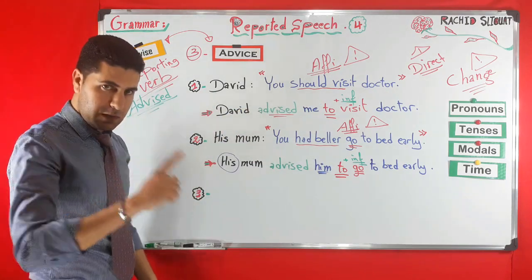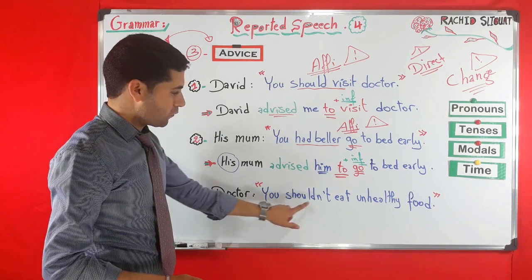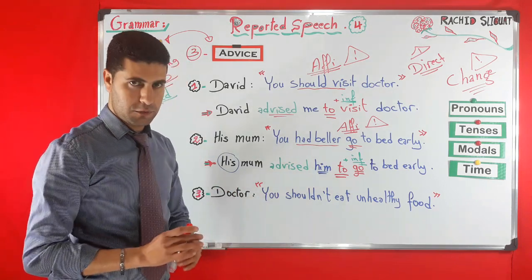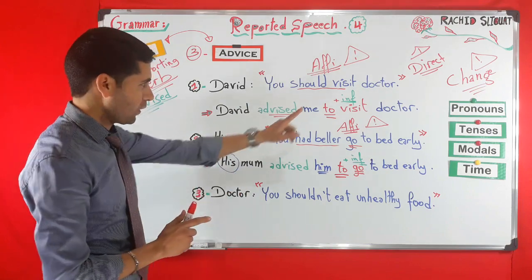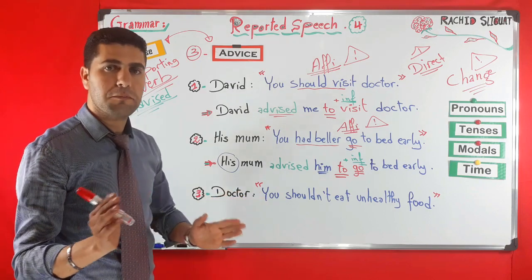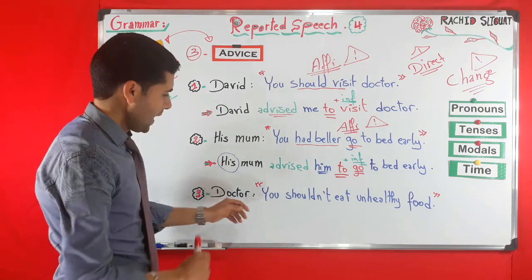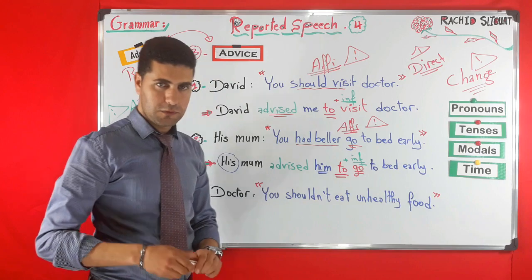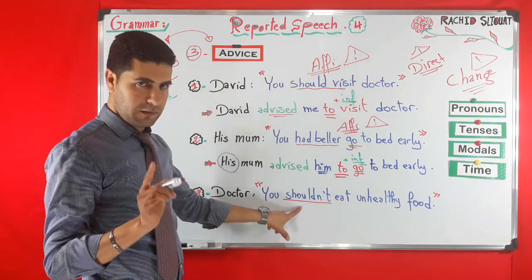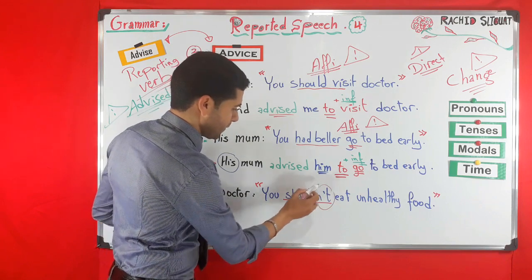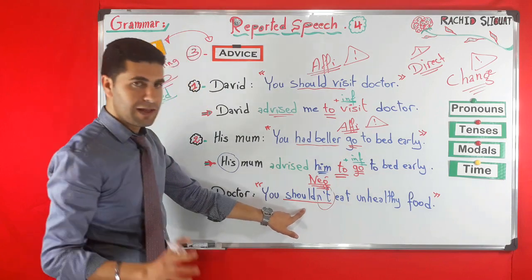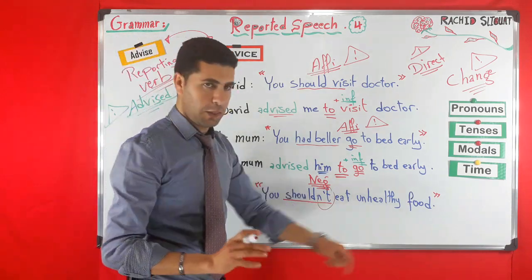Alright, now let's see number 3. Doctor, you shouldn't eat unhealthy food. So this is direct speech by a doctor to his or her patient, to a person. The expression of advice here is very simply shouldn't. And as you can see, this is negative. So this is very important: shouldn't eat unhealthy food, alright?